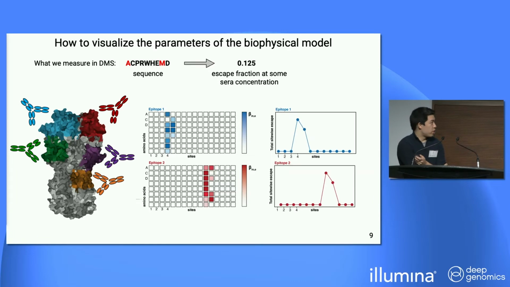And so one way we can summarize this heat map is by plotting the total site-wise escape. What I'm showing you here is just a sum total of all the effects at a specific site. So, for instance, you could basically just sum over each of these columns, and that's what you're getting in this plot on the right. And the reason I show this plot on the right is because you're going to see a couple of examples of these in the next few slides.